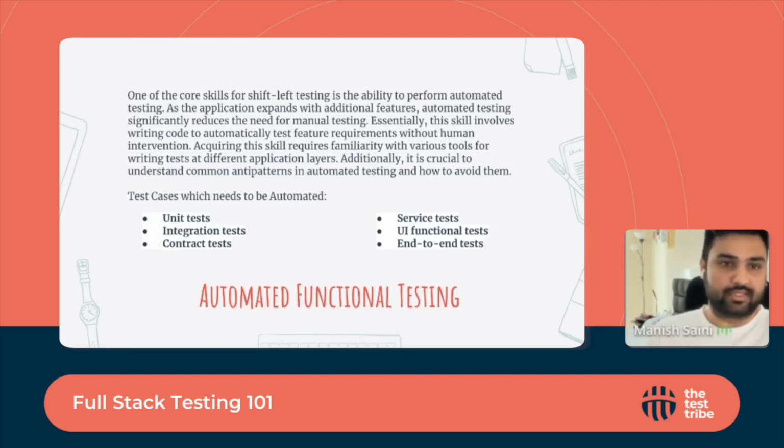So these are some test types, like unit test, integration test, contract test. Currently, these are the tests which we are automating. Service tests are similar to API testing. API tests have multiple parts. You can do unit tests for your APIs, you can do integration tests, you can write contract tests for APIs. So I have considered service tests as functional API testing.